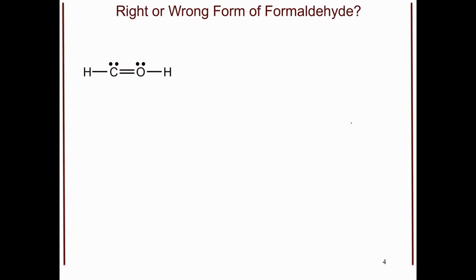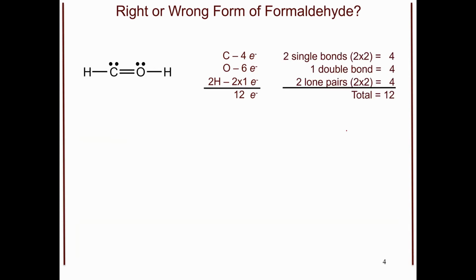So let us go and see what is right and wrong for formaldehyde. So here is our first structure. Notice that my carbon brings 4, my oxygen brought 6, and each one of my hydrogens brought 1 electron for a total of 12 electrons. Those 12 electrons are now put on this molecule. You can see here that I have 2 single bonds, I have 1 double bond, and I have 2 lone pairs, 1 lone pair on the carbon and 1 on the oxygen.